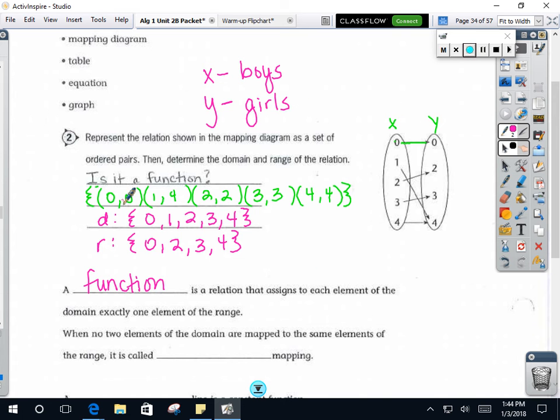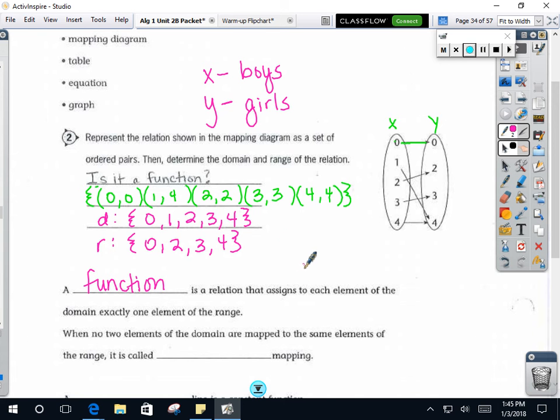Okay, each ordered pair represents a date. Okay, so in date 1, boy 0 took out girl 0. In date 2, boy 1 took out girl 4. In date 3, boy 2 took out girl 2. In date 4, boy 3 took out girl 3. And then in date 5, boy 4 took out girl 4. Did anybody cheat?